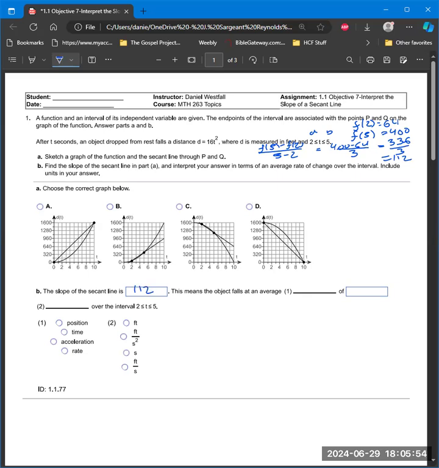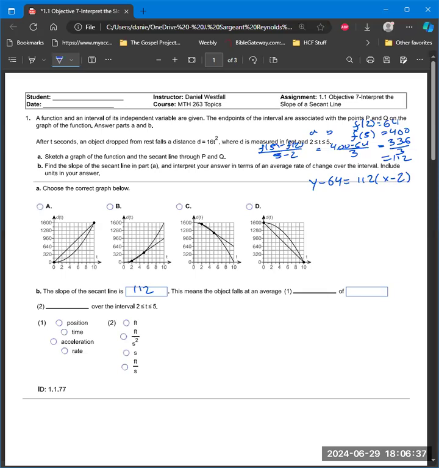We would have to use point slope form to pick a point. I'm going to pick the smaller numbers here. So y minus 64 equals 112 times x minus 2. It needs to go through both of those points, though, (2, 64) and (5, 400). So it could be B.